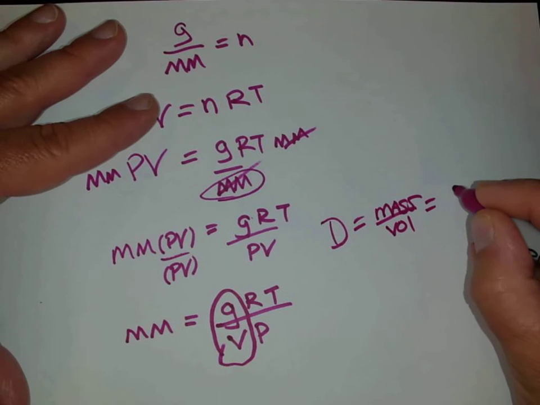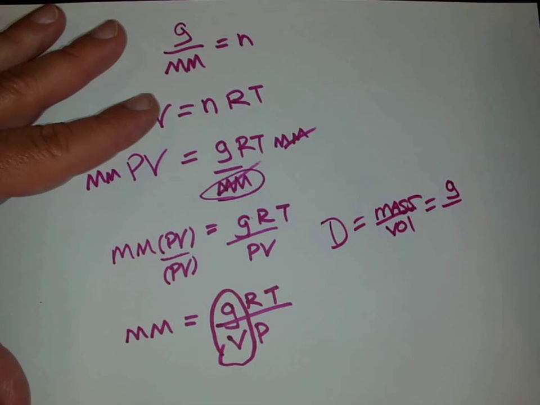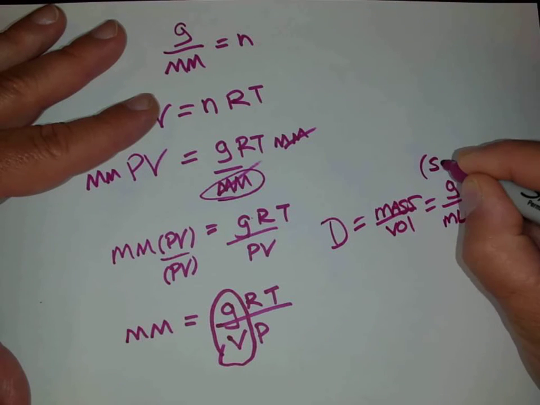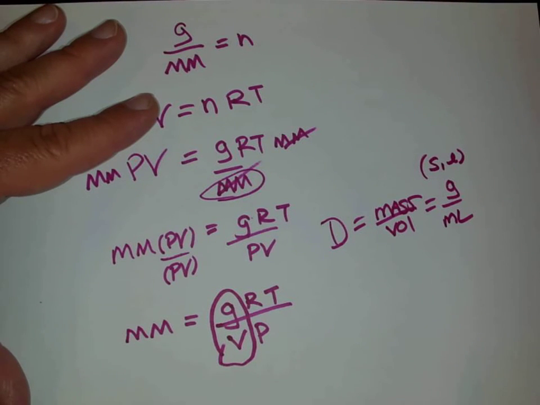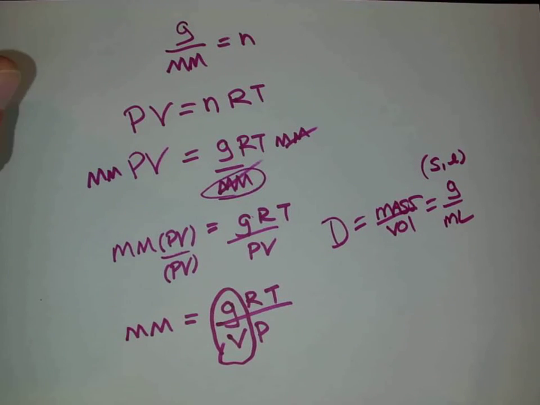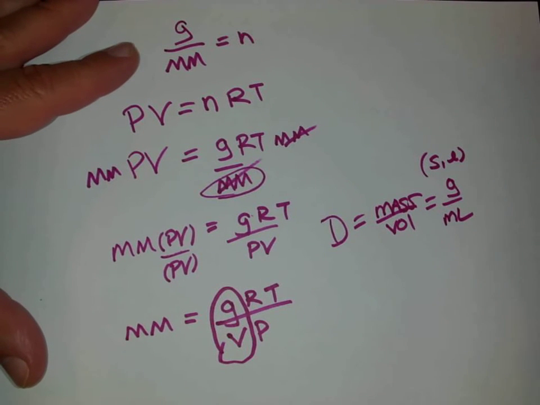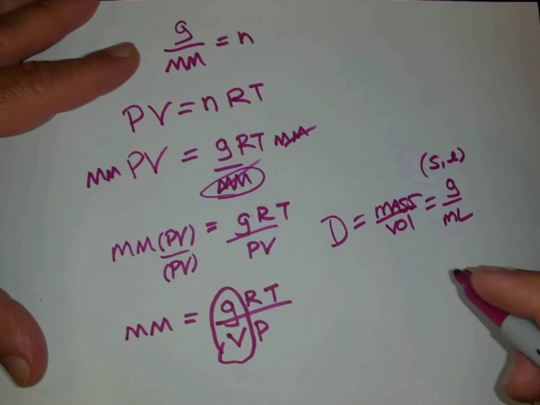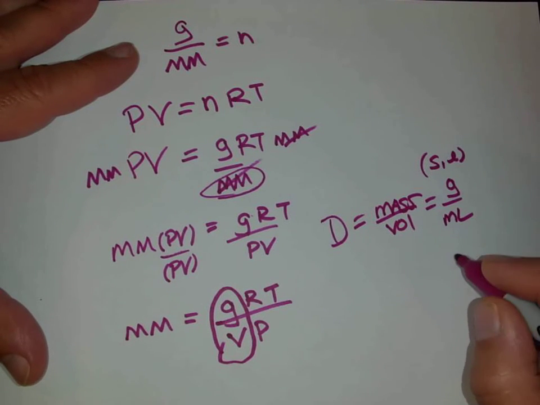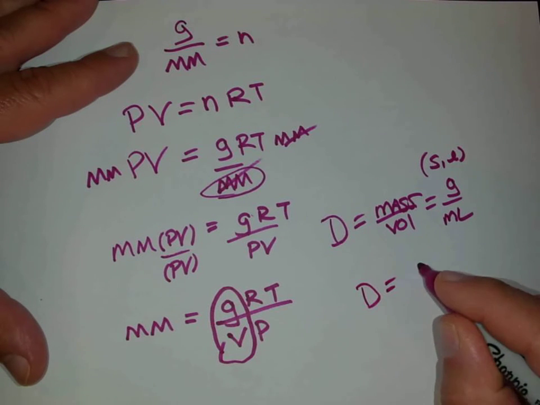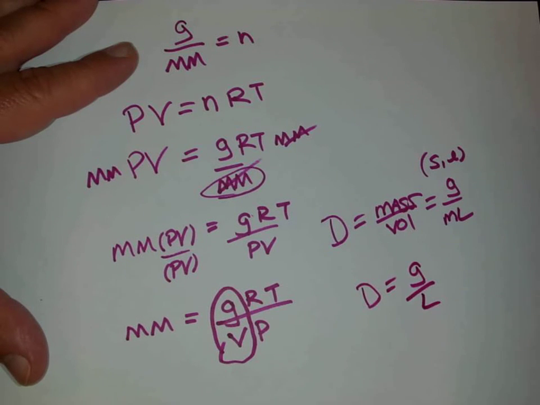Now, most of the time when we talk about a solid or a liquid, S means solid, L means liquid, we certainly use those units for solids and liquids. But for gases, especially dealing with the ideal gas law, what volume does the ideal gas law always have to be in? All right, it has to be in liters. So the density for a gas is always going to be grams per liter.